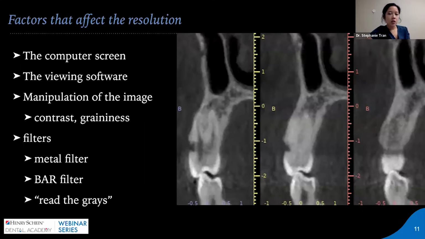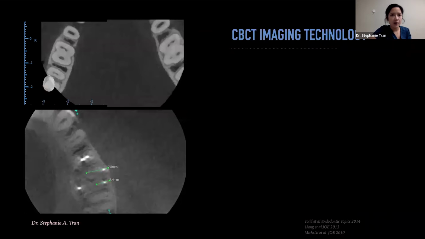Additionally, within each machine and each x-ray reading software, there are different filters and toggles that you can use to affect the graininess, the contrast, the colors, things like that. Again, it's very machine and computer program specific, so definitely talk to your manufacturers about that.